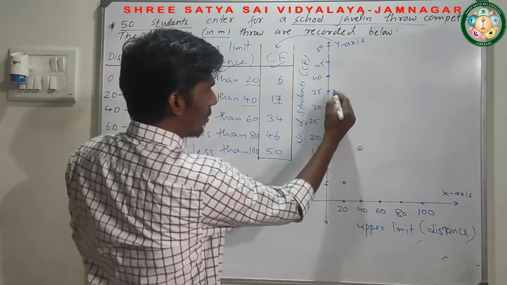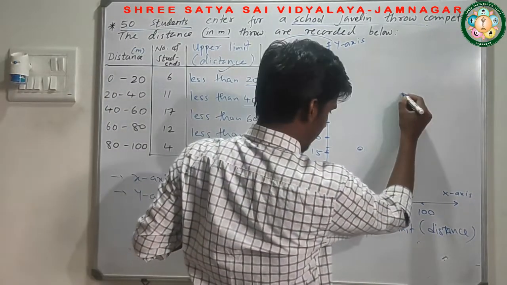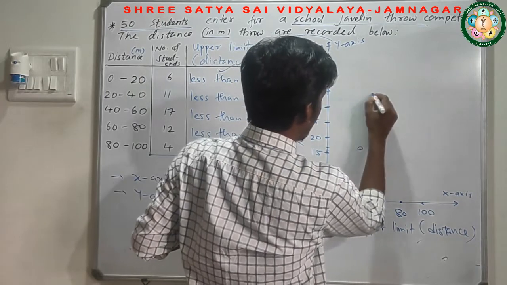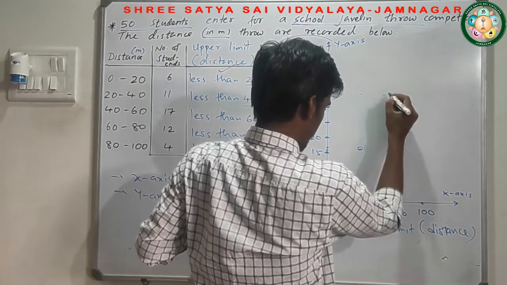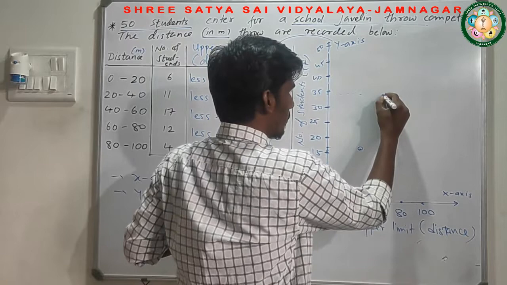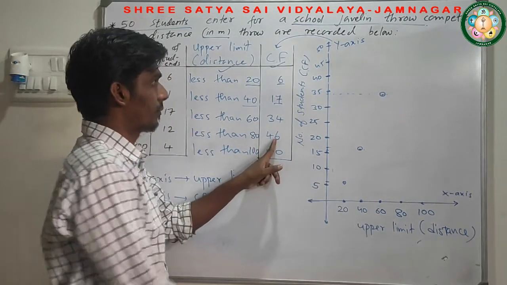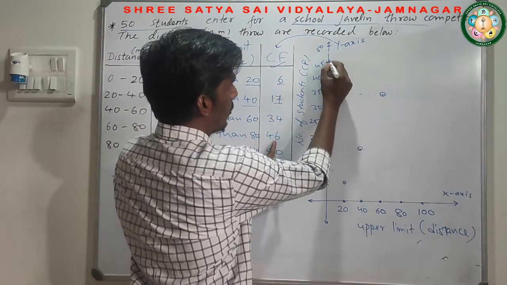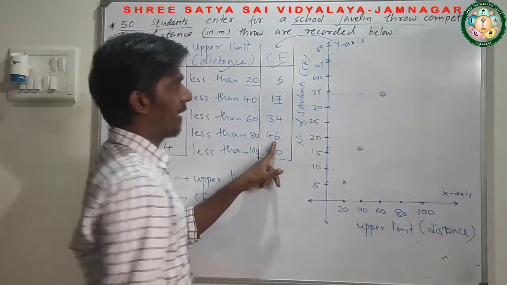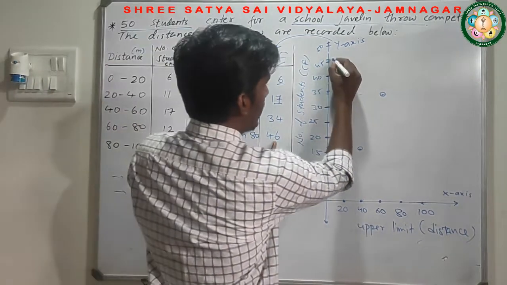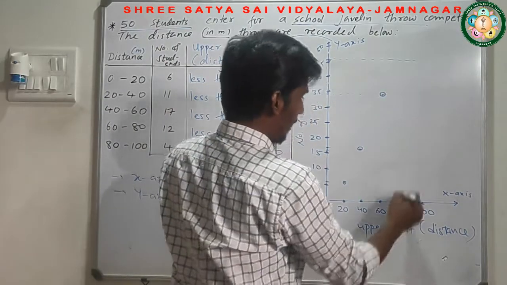So what is the second line? 34. So you can take a straight line over here, and here 60. So this point is 60. Now 80 and 46. This is 45. Not the first line but the second line is what? 46. Take this line over here, and here 80.